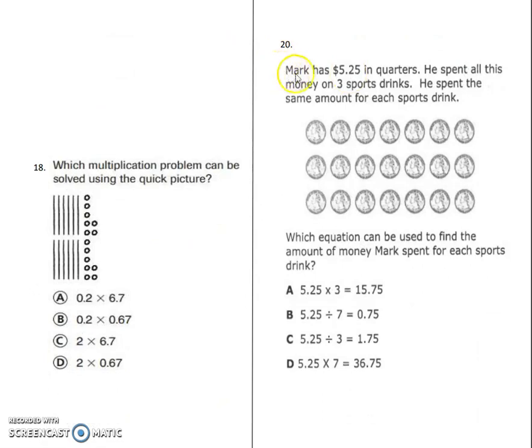Question 20. Mark has $5.25 in quarters. He spent all this money on 3 sports drinks. He spent the same amount for each sports drink. Which equation can be used to find the amount of money Mark spent for each sports drink? You may pause the recording and work the problem.